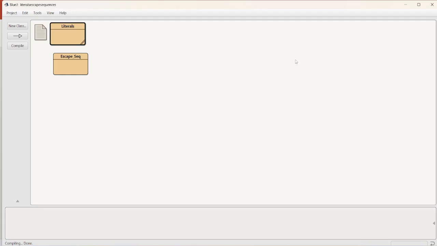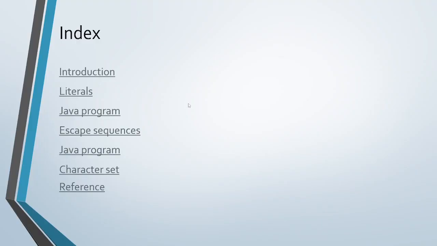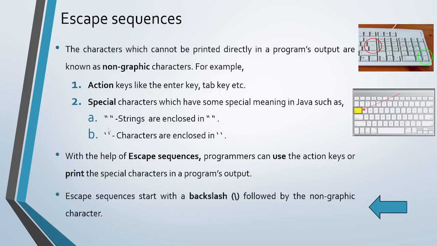Let's go back to our PowerPoint presentation and understand escape sequences. The characters which cannot be printed directly in a program's output are known as non-graphic characters. What are the characters? First type is action keys, like enter key. Control will be transferred to the next line. Tab key, it does some action, 8 spaces are given. Such keys are also known as non-graphic characters.